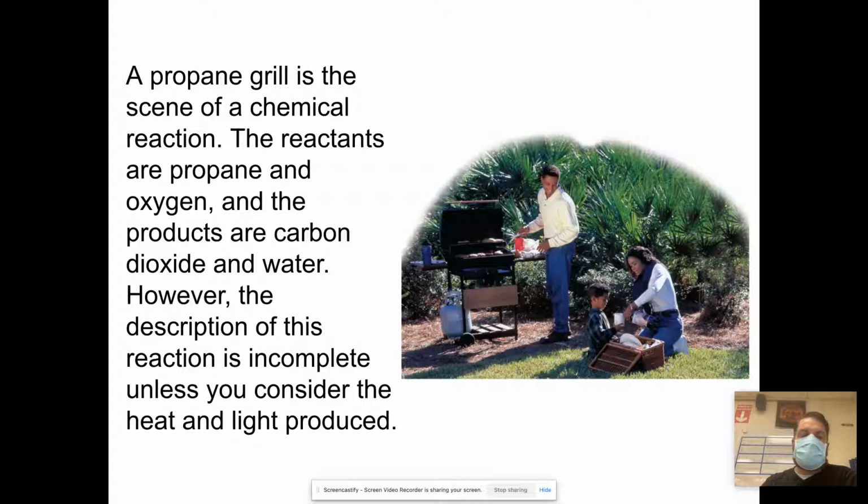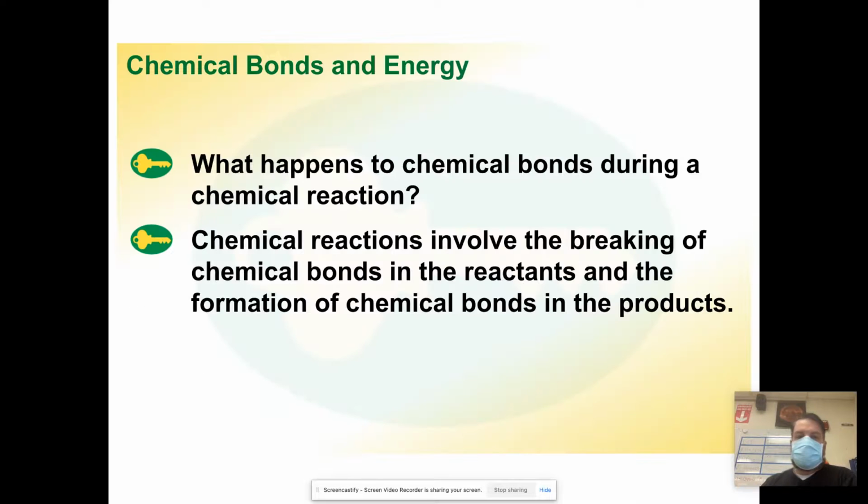However, the description of this reaction is incomplete unless you consider the heat and light that's produced. So when you burn it, there's other stuff that takes place. What happens to the chemical bonds during the chemical reaction? Well, chemical reactions involve the breaking of chemical bonds in the reactants and the formation of chemical bonds in the products. Remember that propane is a molecule or compound. We're doing something that breaks those bonds, and then it forms new bonds in a different way.